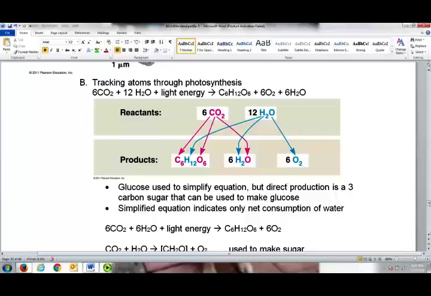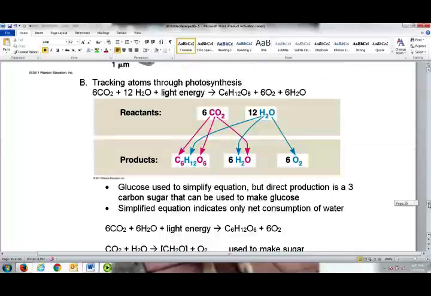So in the equation we use glucose to simplify it, but what's actually going to be produced is a 3-carbon sugar, and we will make multiple of those 3-carbon sugars that can then be used to make glucose. One of the things that can be helpful in understanding photosynthesis is to go back and look at cellular respiration and see how the processes are similar and how they are different, and they go in the reverse direction.